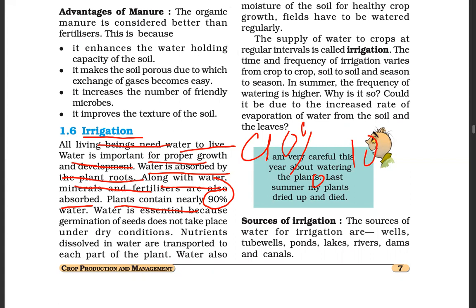Okay. So 10% is only the other things. So 90% is water, 10% only nutrients and other stuff, right? Water is essential because germination of seeds does not take place under dry conditions, right? Germination takes place only in the wet conditions, not in the dry conditions. Nutrients dissolved in water are transported to each part of the plant.